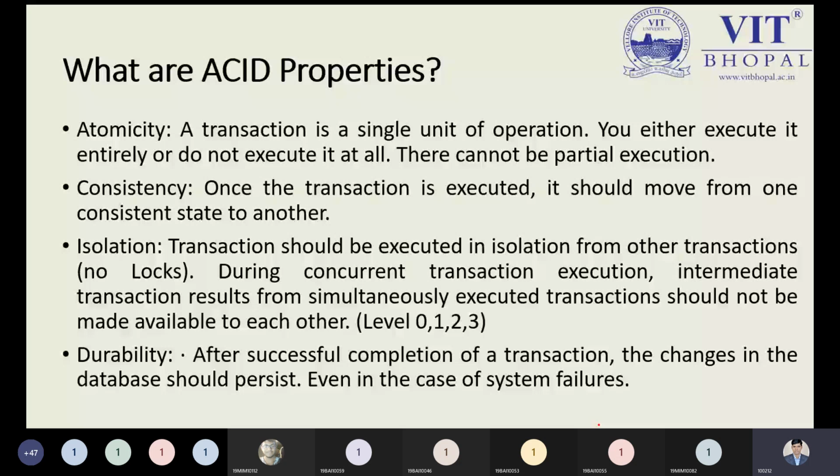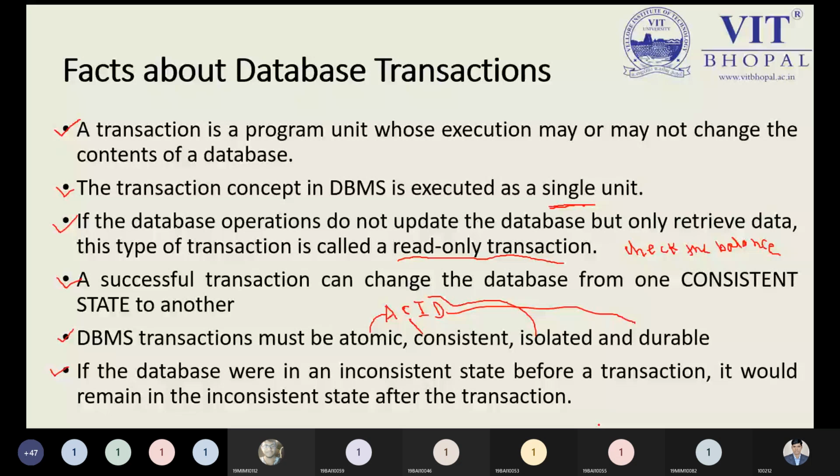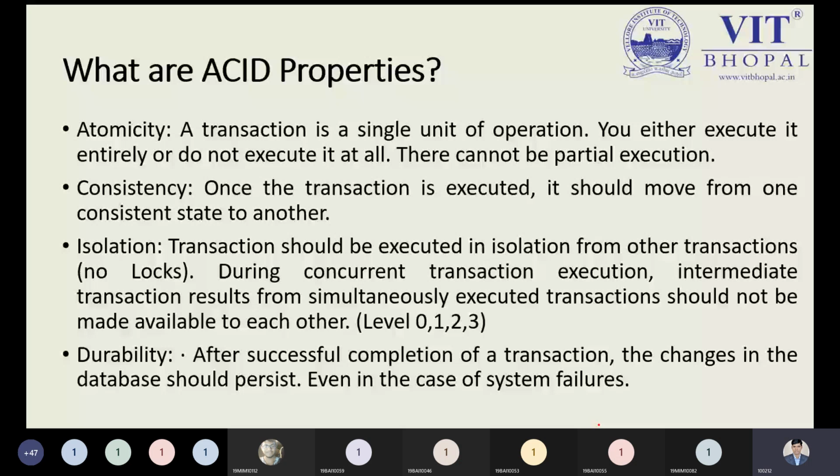So now here we have the question: what is meant by the ACID properties? As you have seen, a database transaction must be atomic, consistent, isolated, and durable. And this is the fact of the database transaction. So we need to learn what the ACID properties are. The ACID property is a very interesting part, so here I'm explaining this concept with this PPT.